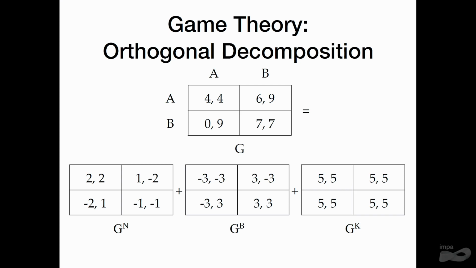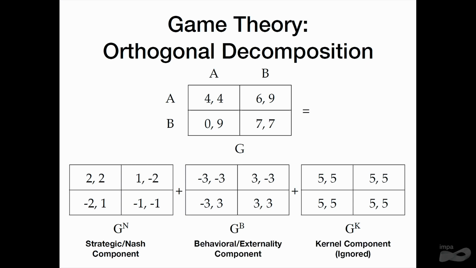And then the kernel component, we joked around that this was just fluff, because it's the same. There's no difference between payoffs anywhere. So if your solution concept uses differences in payoffs to make any kind of deduction in game theory, this component's not going to contribute anything. So for a lot of modeling, we just ignore it. Right, so strategic or Nash component, behavioral externality component, and the kernel component.